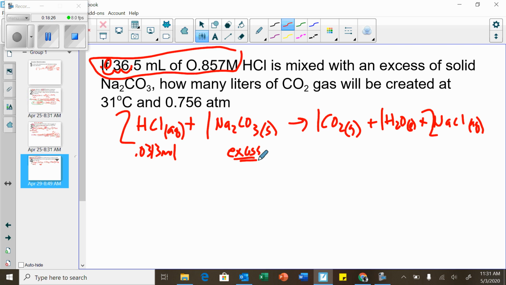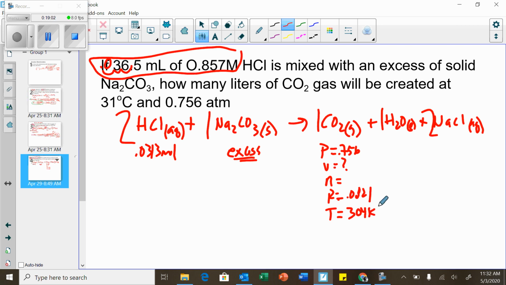Okay, now I'm being asked to figure out how many liters of CO2, so I'm trying to find volume of this guy. I know its pressure. I'm going to have to use PV = nRT. So its pressure is 0.756 atm. Volume is what I'm trying to find. n, I don't know n. R, I know, 0.0821. Temperature, I know, I just got to get it to Kelvin. So I'm going to add 273, which gets me to 304.